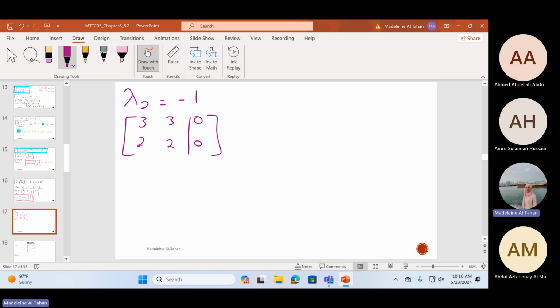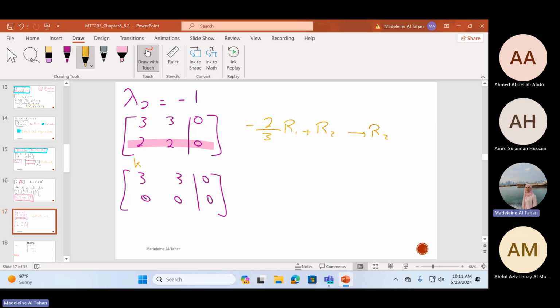Okay? Now look at these two rows. Are they multiples of each other? Immediately I can remove the last one. But if you want to deal with it as in linear algebra, I can say minus 2 over 3 R1 plus R2 gives R2. So we will get 3, 3, and 0, 0. Again, we will call this one K1 and this one K2. Which one is the free parameter? Yes. So we will say these K2 is t, t belongs to R star.